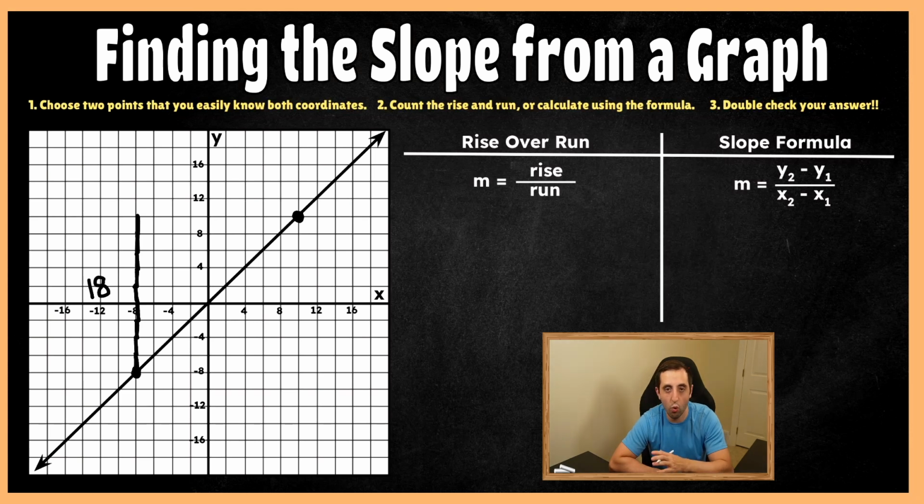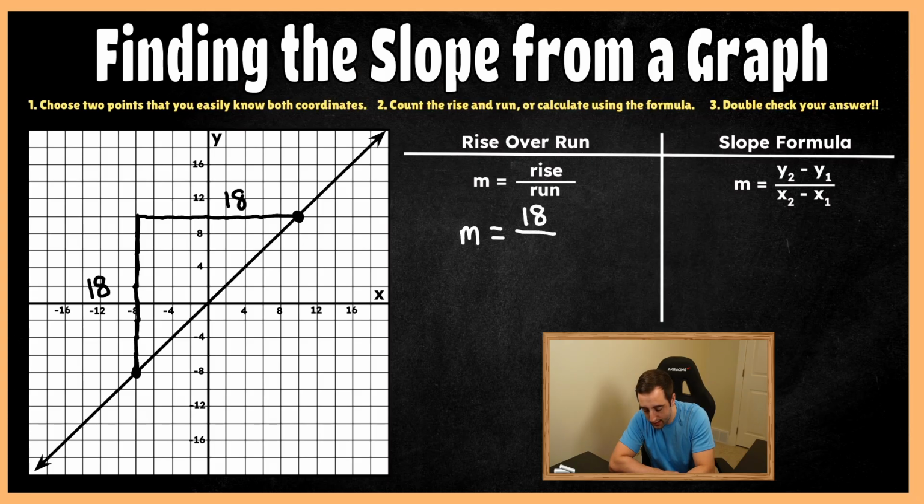And now we're going to do our horizontal change or our run. So now we want to run to the right 2 units, 4, 6, 8, 10, 12, 14, 16, 18 for our horizontal change. So now for our formula, it is m equals, which is our slope. Rise was 18, which was our vertical change. And our run was 18, our horizontal change. Well, what is 18 divided by 18? Well, your slope for this case is 1.